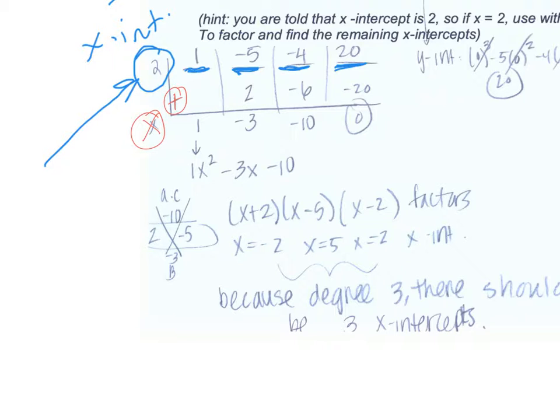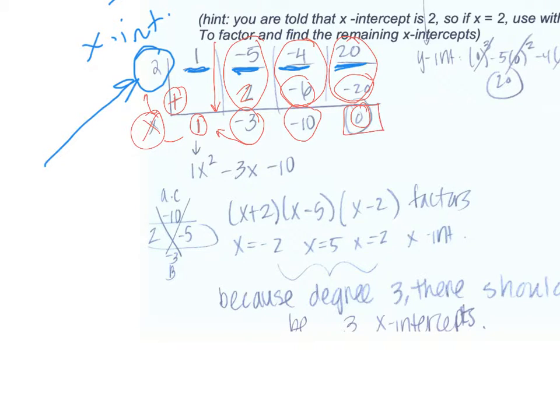Next we add inside, multiply outside. So we do 1. 1 and nothing gets us 1. Outside we do 1 times 2 gets us 2. 2 and negative 5 gets us negative 3. Negative 3 times 2 gets us negative 6. Negative 6 and negative 4 gets us negative 10. Negative 10 times 2 gets us negative 20. Negative 20 and 20 gets us 0.